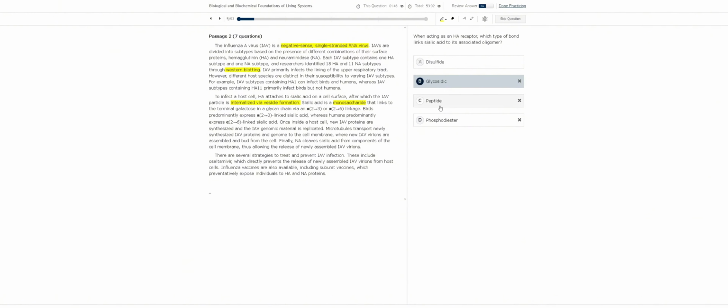And then let's look at C, peptide. Peptide bonds are kind of similar to answer choice A. It's when you have two different amino acids being linked to each other. But this is talking about carbohydrates again, and this is proteins. And so C is not the correct answer.